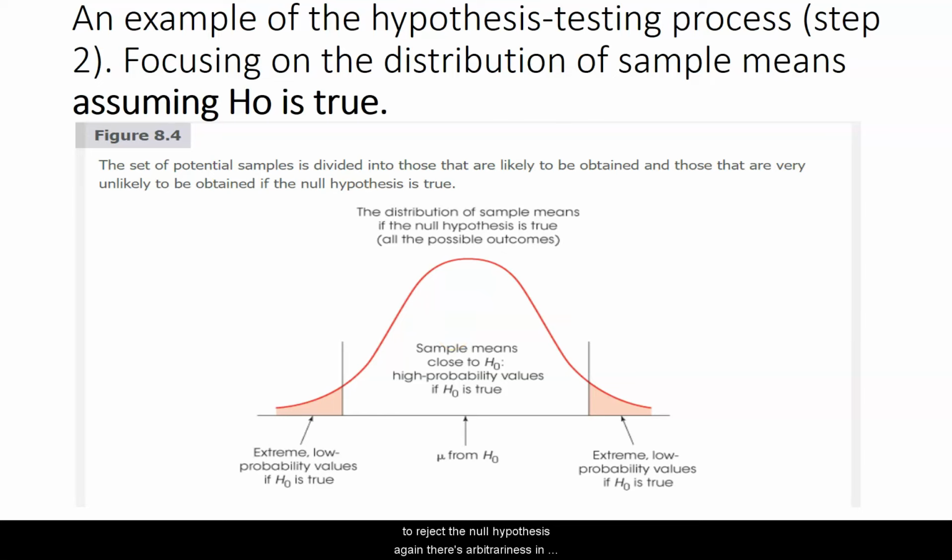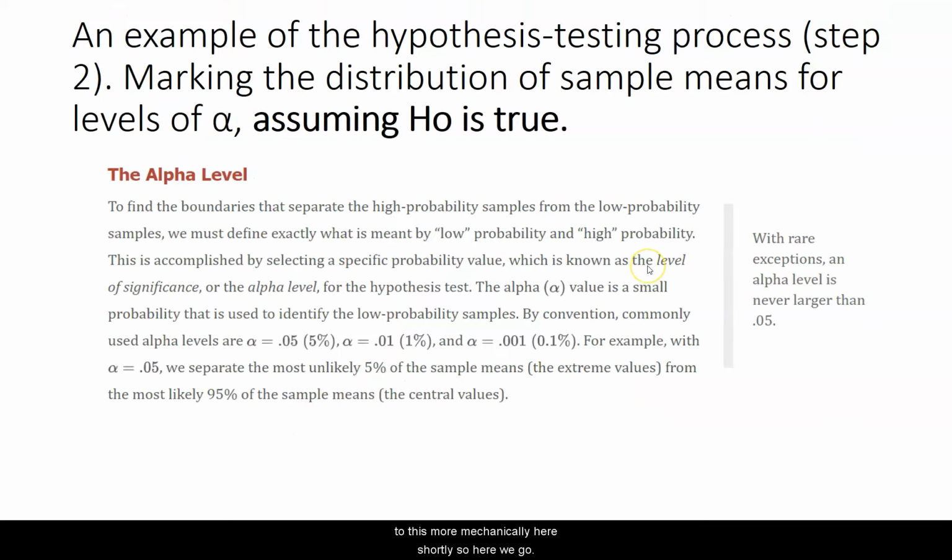Again, there's arbitrariness in this. Where did we get the drinking age? Where did we get the voting age? 18 and 21 respectively, etc. Although they kind of make sense, arbitrariness is leaked into this process, no question about it. So we'll get to this more mechanically here shortly.